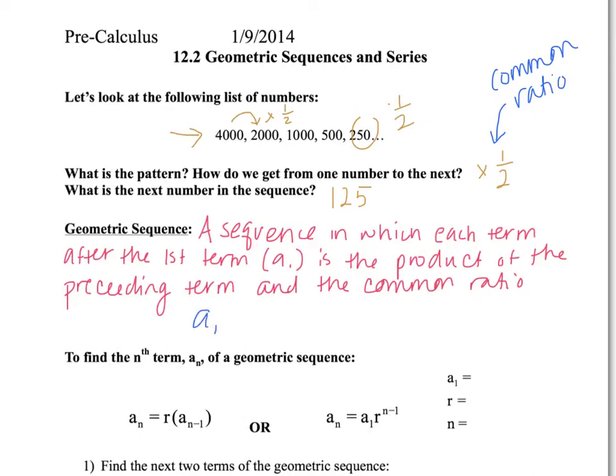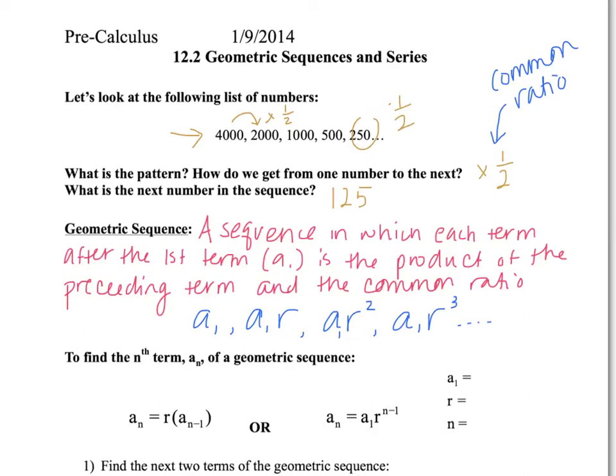We have the first term, a sub 1. We're going to take that term and multiply it by the common ratio. Then we're going to multiply by the common ratio again, so it'll look like a sub 1 r squared. And again, we just keep taking the preceding term and multiplying by the common ratio.